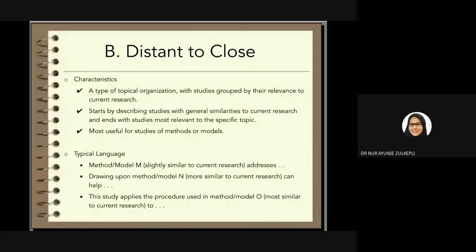Okay, start by describing studies with general similarity to current research and end with the study most relevant to the specific topic. Okay, let's say method or model M, which is slightly similar to current research, addresses what? And drawing upon method or model N can help what? Or this study applies the procedure used in method or model O to what? So basically, if you want to discuss the study design or method or model, for example, that is related to the current study, you can use this distant to close organization.